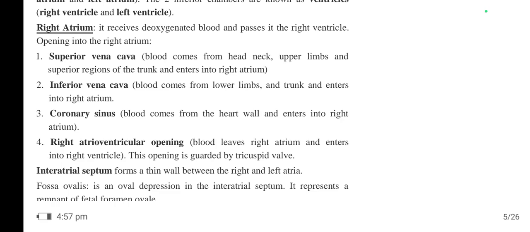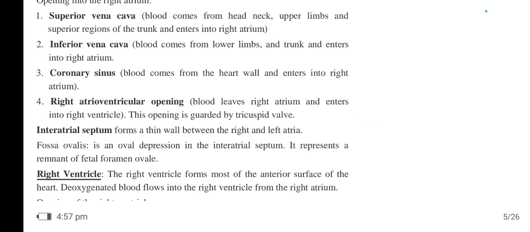What is the superior vena cava? Blood comes from the head, neck, upper limbs, and superior regions of the trunk and enters into the right atrium. It's deoxygenated blood. Inferior vena cava: blood comes from the lower limb and the trunk and enters into the right atrium.